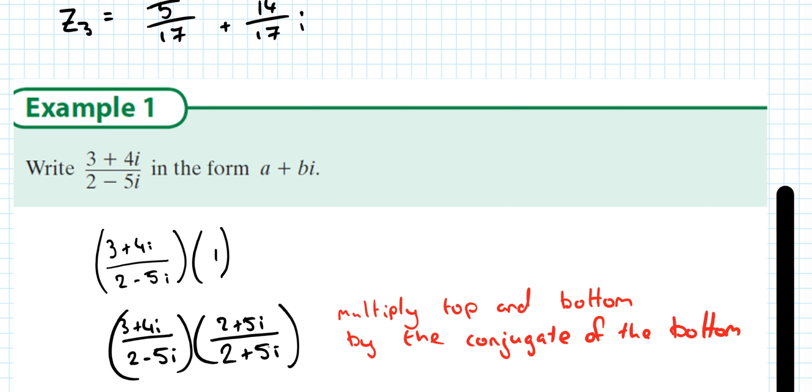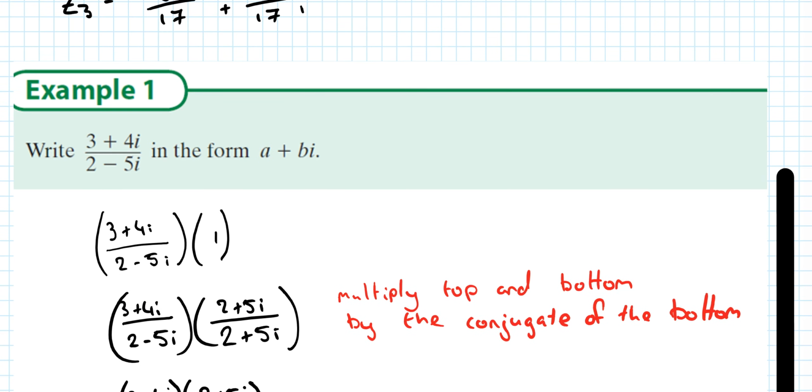How do you multiply fractions? Top by top, bottom by bottom. So it's 3 by 2, which would be 6. 3 by 5, which would be 15i. 4i by 2, which would be 8i. Plus by plus is minus. 4 by 5 is 20. i by i is i squared. And the bottom.